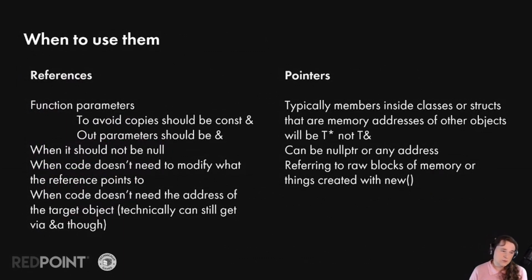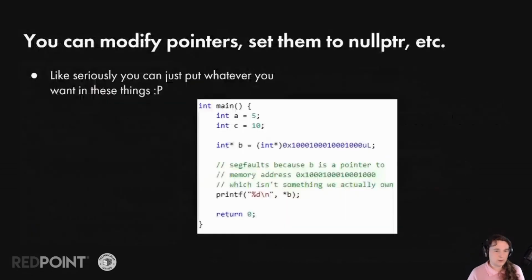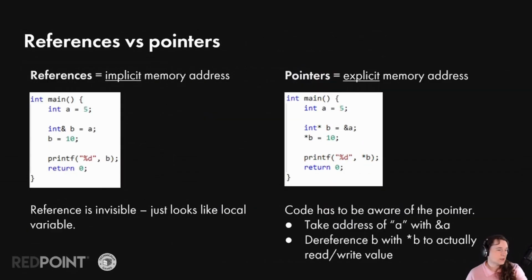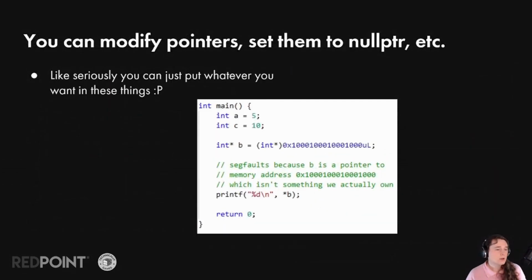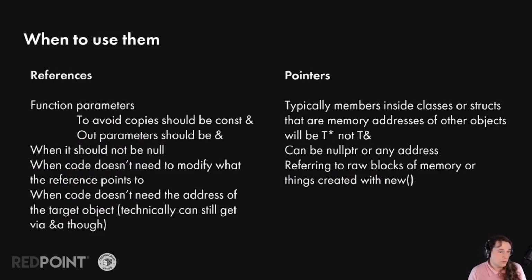Where to use them, or when to use them, sorry. References: function parameters, when we want to avoid copies, we can use const reference, which basically means you can't change the thing that's being referenced. If we want to do out parameters, if you're used to out parameters or ref parameters in C#, you can just use a reference. And like earlier when we were assigning 10 to B and having it change A, if you have a reference as a parameter in C++, it gives you the same thing. You can assign or modify the data inside the function and it will be reflected in the parent.